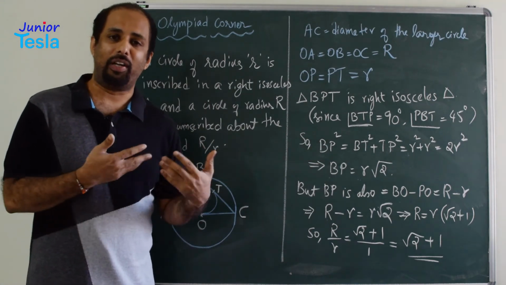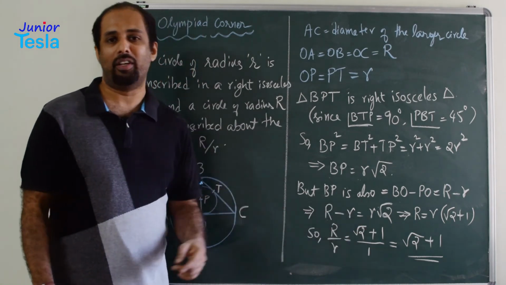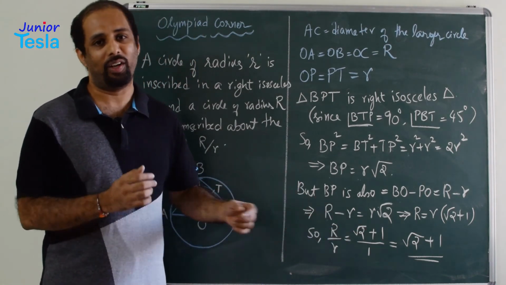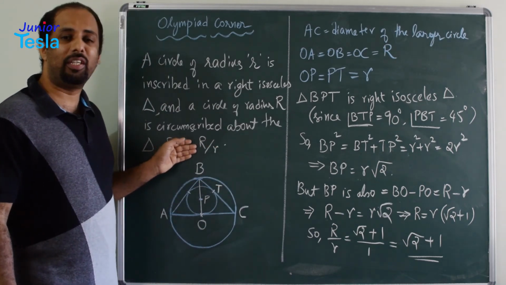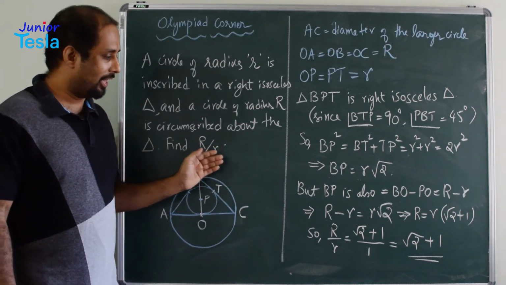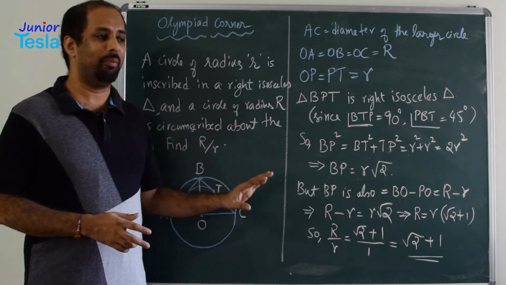Now if you want to find the ratio R by r, that is equal to root 2 plus 1 divided by 1, or simply you can say root 2 plus 1. And that is what is asked here. You have to find the ratio of these two radii, R by r, that is equal to root 2 plus 1. Very simple problem, beautiful problem.